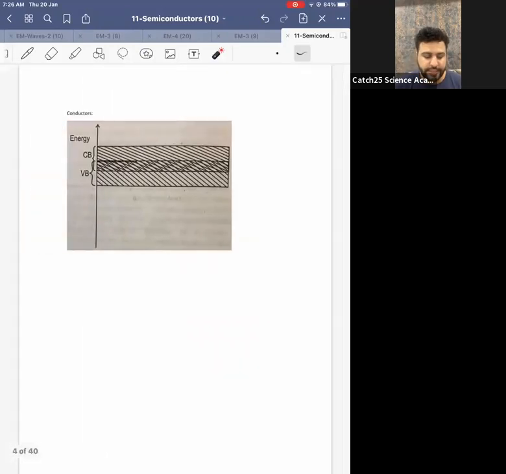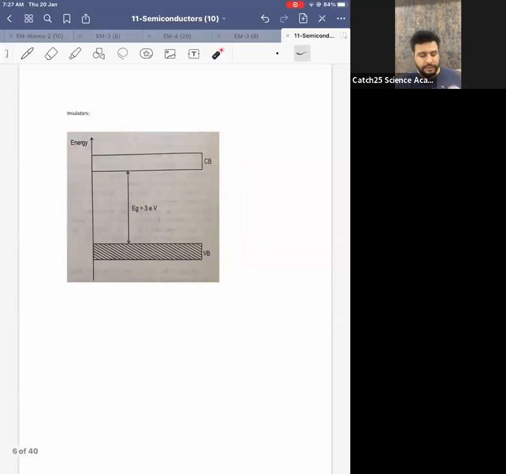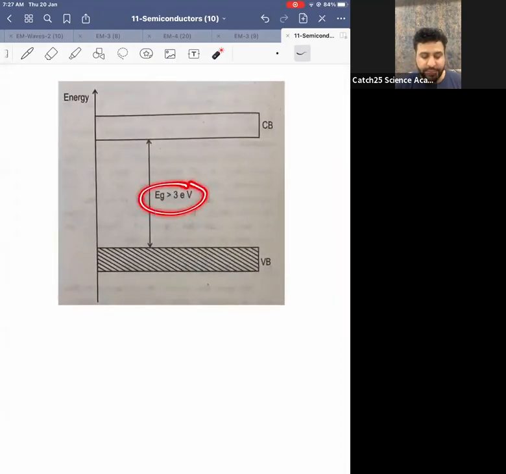Therefore, can I say, for a conductor, the energy gap, or the gap between valence band and conduction band, is 0 electron volt because they are overlapping. For a semiconductor, the gap is small. Gap is small means the gap is lesser than 3 electron volt. And for insulators, the gap is greater than 3 electron volts. If you see here, EG means energy gap. Energy gap is greater than 3 electron volt.